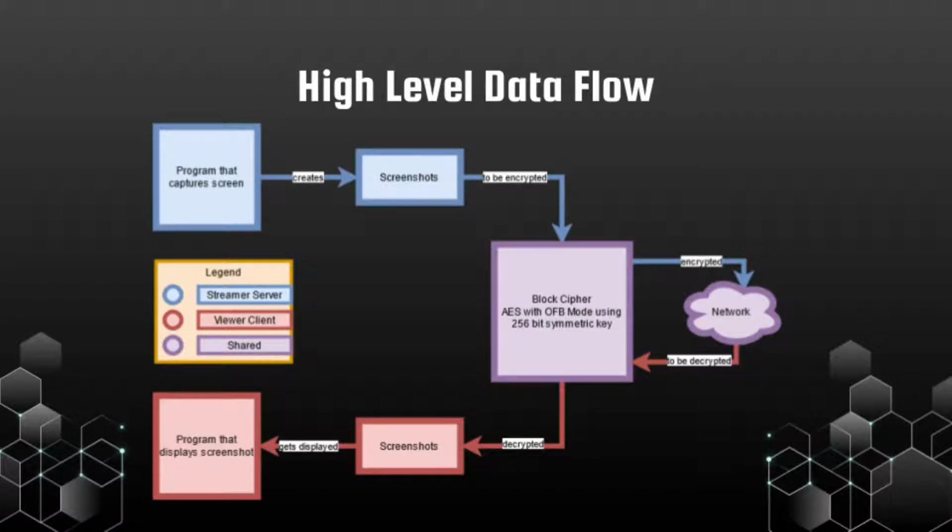At a high level, the main thing we want to protect is the data itself. This diagram showcases the part of our security solution that focuses on just that. We have a program that is capturing frames of the desktop or screen, which it uses to create a screenshot image. Before the image is sent to the client, it is encrypted in AES with OFB mode block cipher using a 256-bit symmetric key. The client then decrypts the message to obtain the screenshot, which is then displayed to the client to effectively show them a live feed of the streamer's desktop.